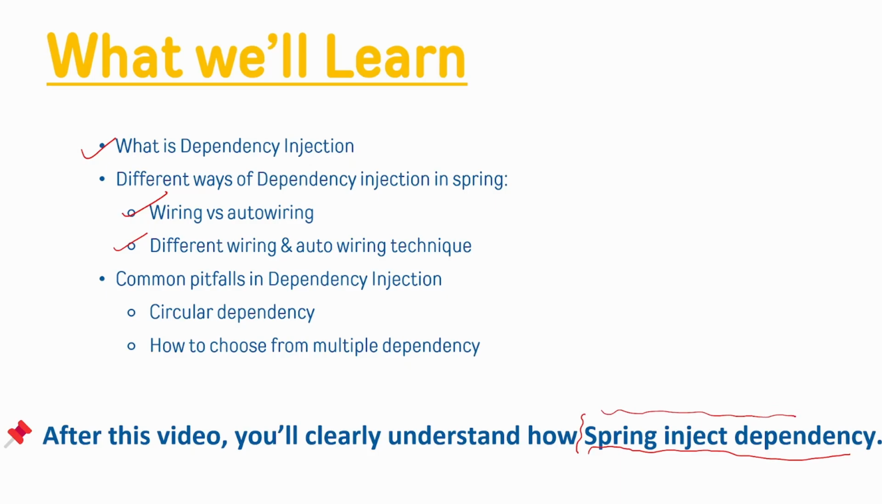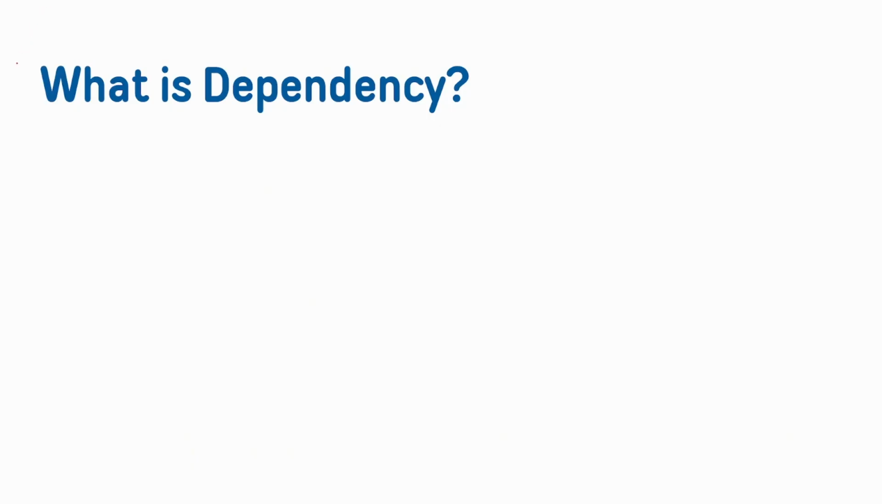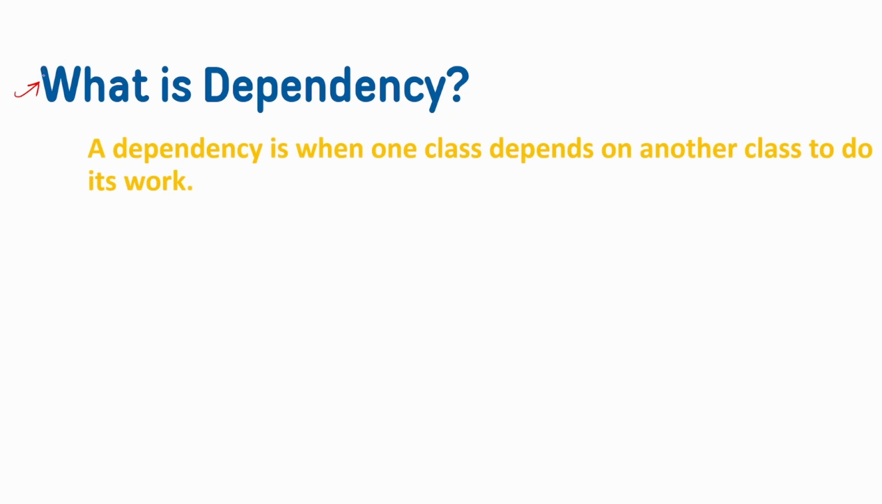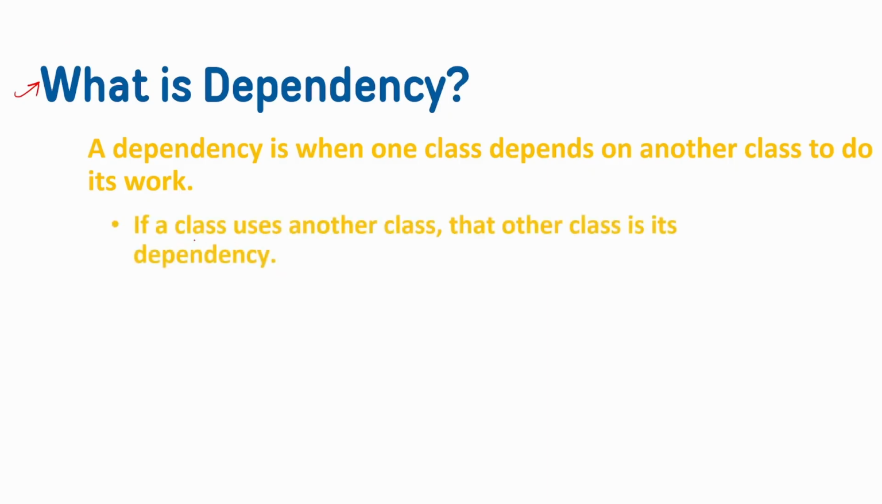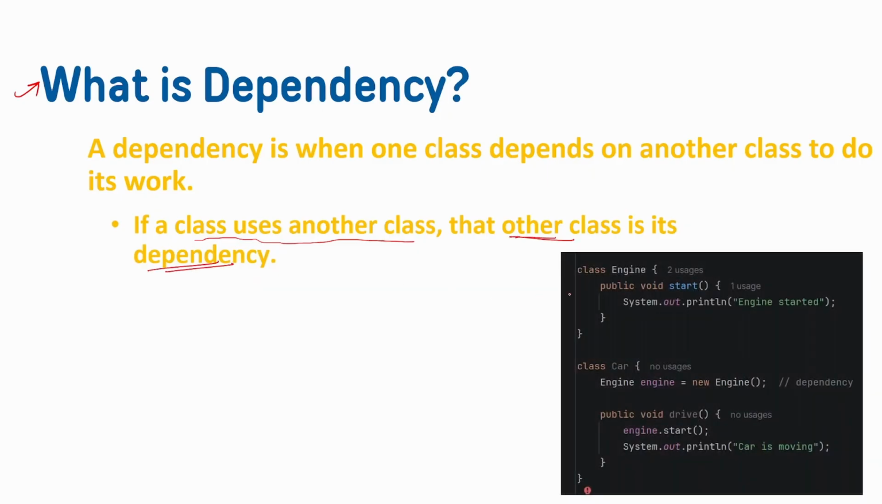So let's start with the very basics. First, we will learn what is a dependency. A dependency is when one class depends on another class for its work, then that other class is known as a dependency. For example, if a class uses another class, that other class is known as its dependency. Here we can see our Car class, and the Car class depends on the Engine class for its working. So we can say that Engine is the dependency of the Car class.